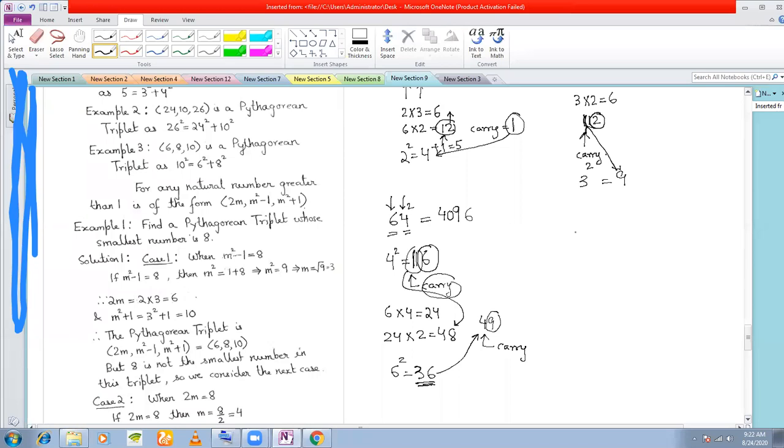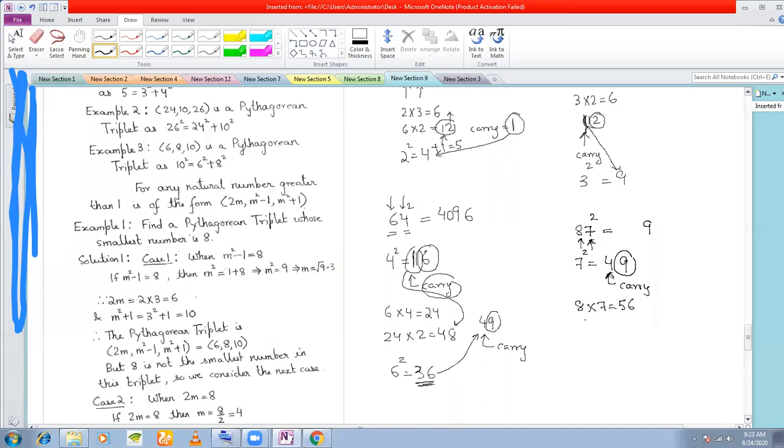Let us take a difficult number this time. Let us take 97. Now 97 is very close to 100. No point. Let us take 87. I want to find out the square of 87. So first I square 7. 7 square I get 49. Now I write 9 here, and 4 becomes my carry. Now I take these 2 digits and multiply. 8 into 7.